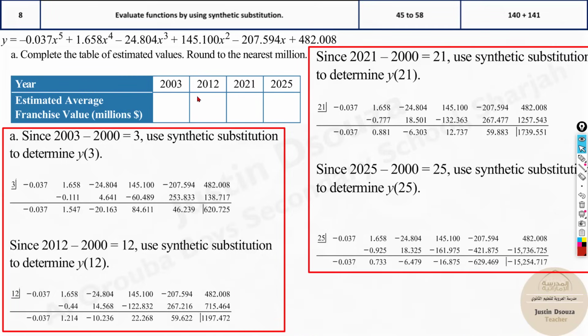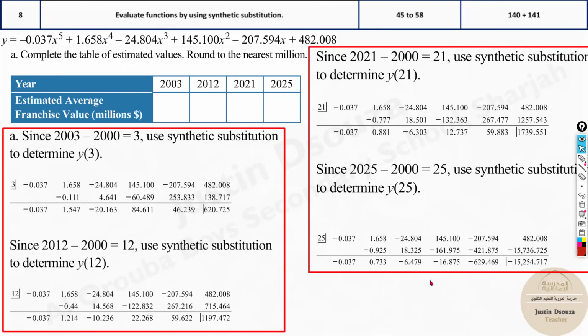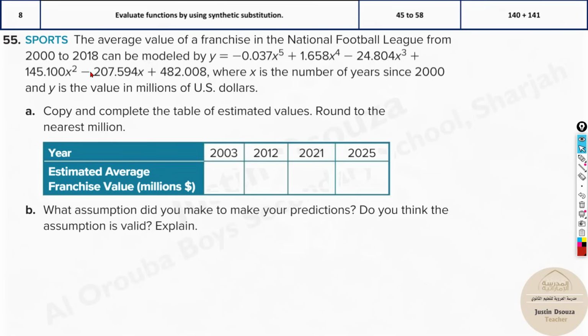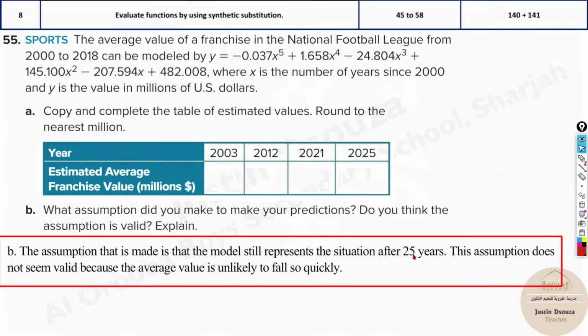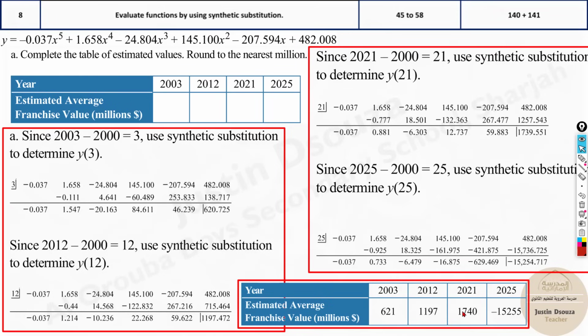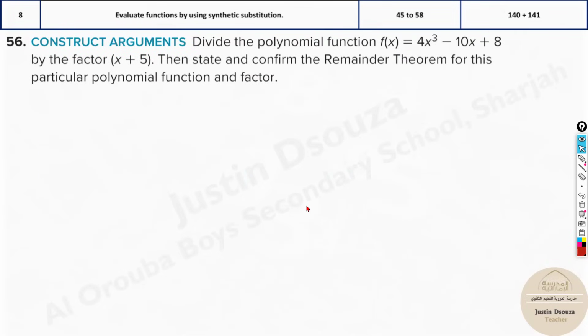But do you remember, in the question, they clearly told us that the equation is only for 2000 to 2008. So what assumptions did you make for this prediction? Do you think this assumption is valid? I don't think it's valid because I'm starting to get negative numbers. And one more thing is the assumption was only till 2018, so it is beyond its time, and 25 years is very far. The assumption does not seem to be valid because it's not going to fall so quickly. See, from 1,740 million, it goes to negative 15, that doesn't make sense. So that's the answer over here.